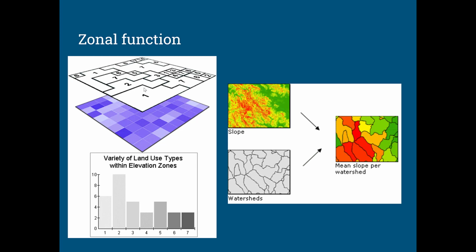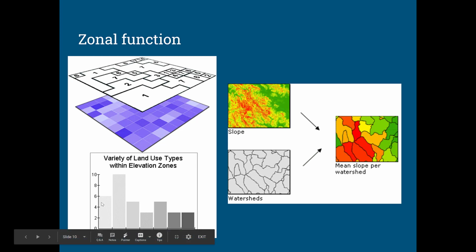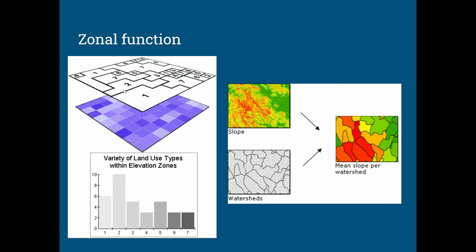So for example, this is zone 1. I'm going to calculate, say, the average within zone 1. Looking at the pixels within zone 1, I calculate the average. And for zone 2, do the same thing. Say slope is my input raster, and I have zones which are watersheds. I'm going to calculate the average slope within each watershed. I'm going to assign the new value, average slope, to this polygon. So you actually will generate a polygon data layer.